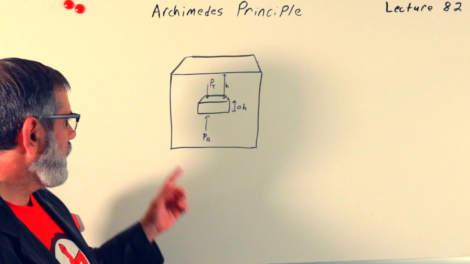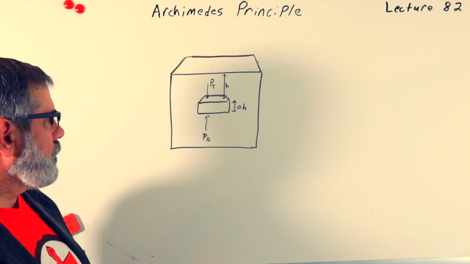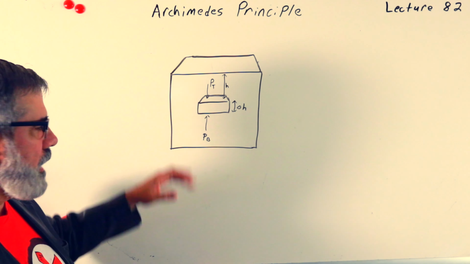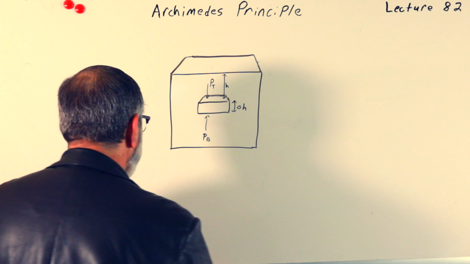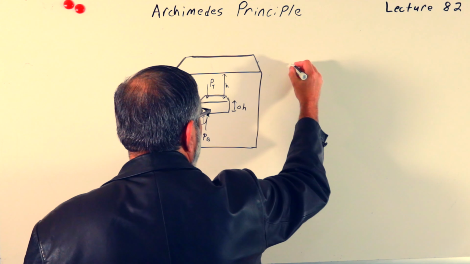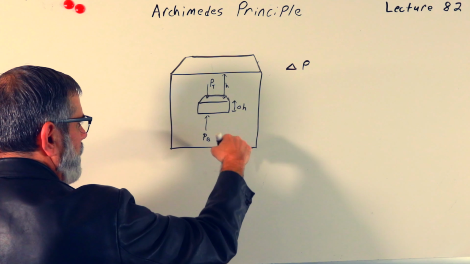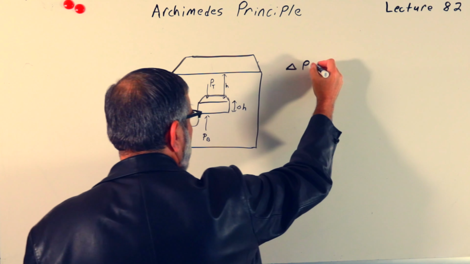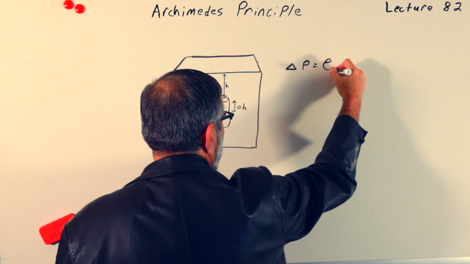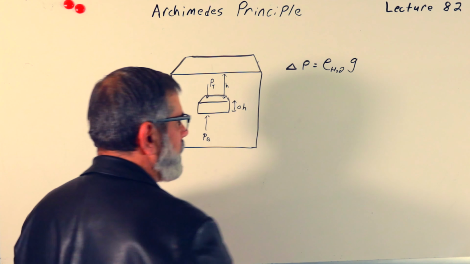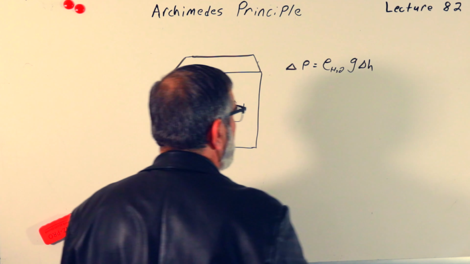But let's start with where we left off last time, with our little imaginary volume of water in a water tank. So recall that delta P, the difference between the pressure at the top of the volume and the bottom of the volume, was equal to rho, in this case of water, H2O, times g, the acceleration due to gravity, times delta H.